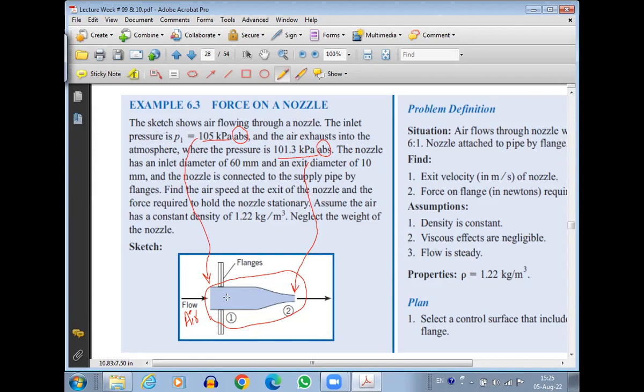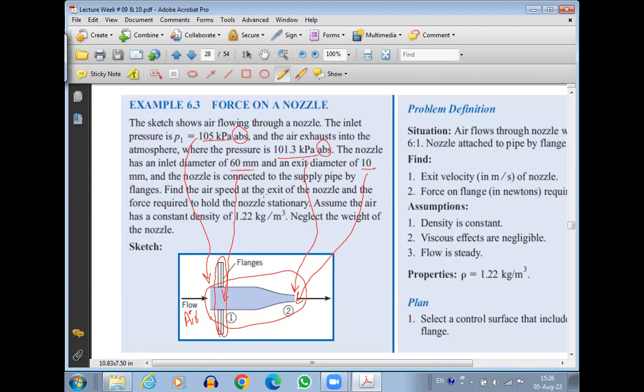So if the atmospheric pressure is given, then we can simply calculate the gauge pressure. The nozzle has an inlet diameter of 60 millimeter. So that 60 millimeter is the diameter at the inlet. This will be at 0.1, and an exit diameter of 10 millimeter. So 10 millimeter is the diameter of the nozzle at the exit. That will be at 0.2. And the nozzle is connected to the supply pipe by flanges. Obviously, these are the flanges through which the nozzle is connected to the main supply pipe.